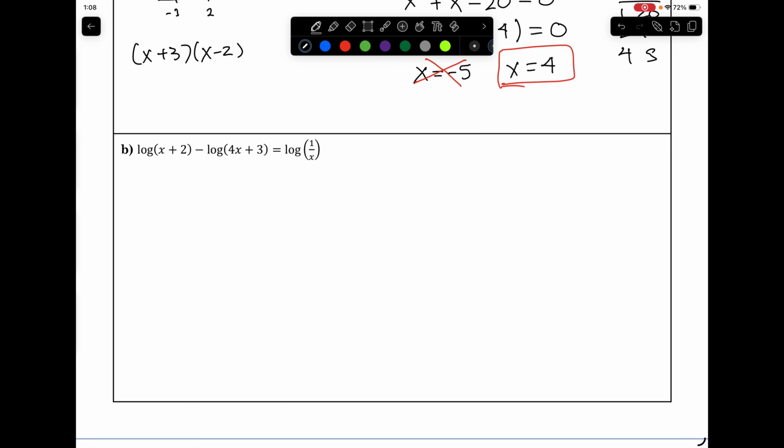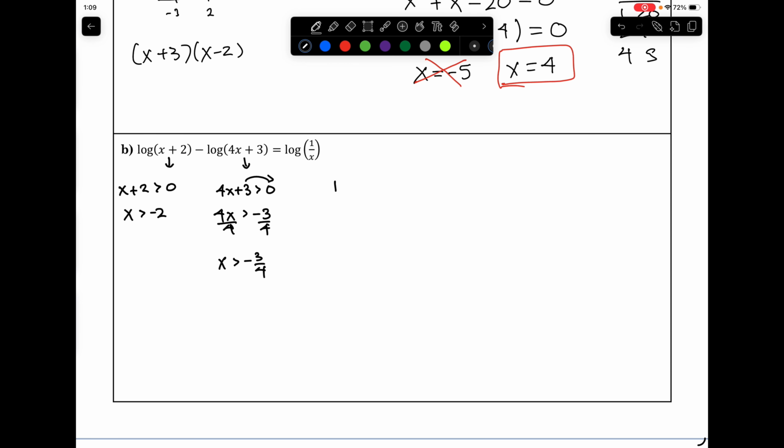Now, in this example, similarly, before we actually get into solving, let's identify what the possible domains are, so when we get the solution, we can eliminate any extraneous solutions. For the first one right here, x plus 2 would have to be bigger than 0, which means that x would have to be bigger than negative 2. For this one, 4x plus 3 needs to be bigger than 0. So 4x is bigger than negative 3, so we move the 3 to the other side. And now dividing by 4, x is bigger than negative 3 divided by 4.